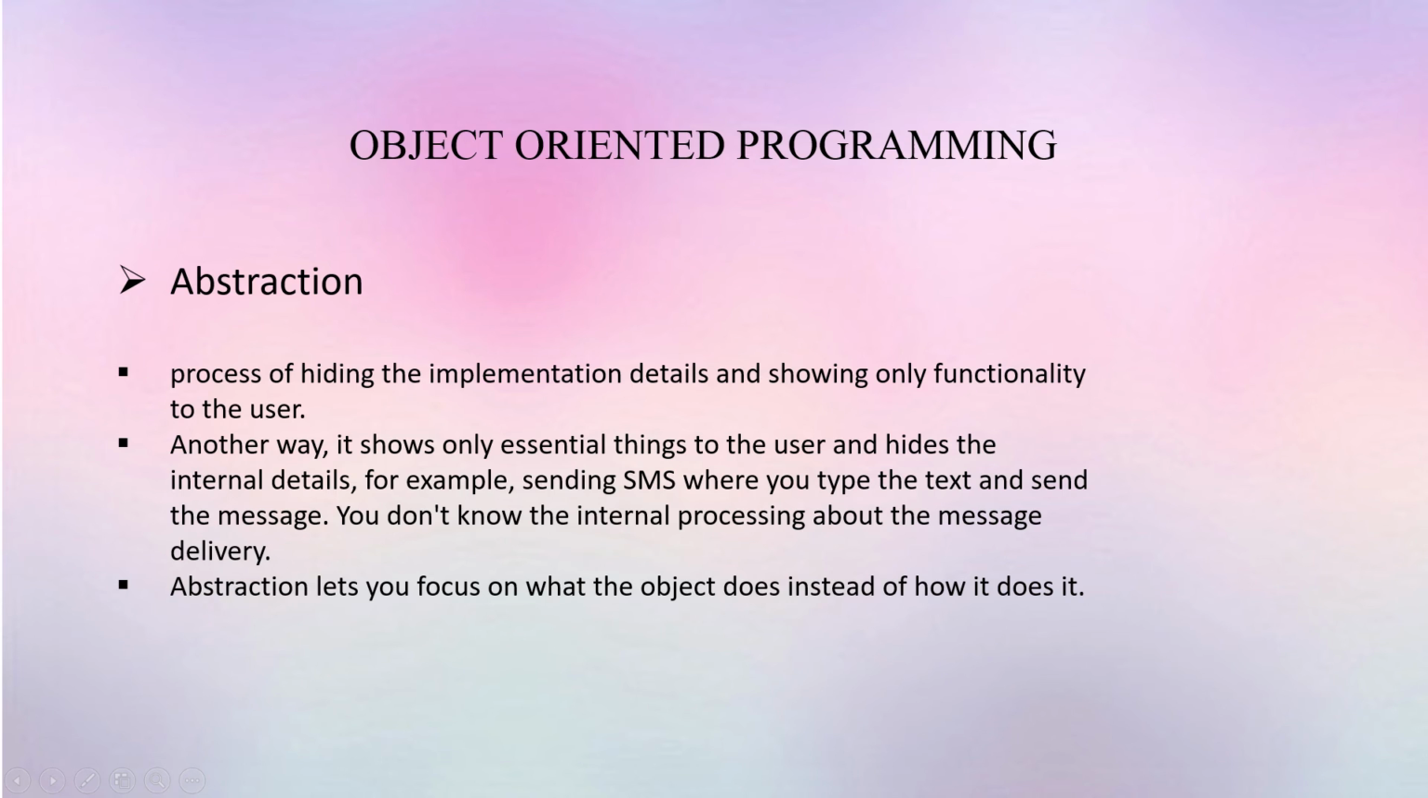Abstraction and encapsulation. Firstly, abstraction. What is meant by abstraction? Abstraction is a process of hiding the implementation details and showing only functionality to the user. Another way, it shows only essential things to the user and hides the internal details. For example, sending SMS where you type the text and send a message, you don't know the internal processing about the message delivery. Abstraction lets you focus on what the object does instead of how it does it.